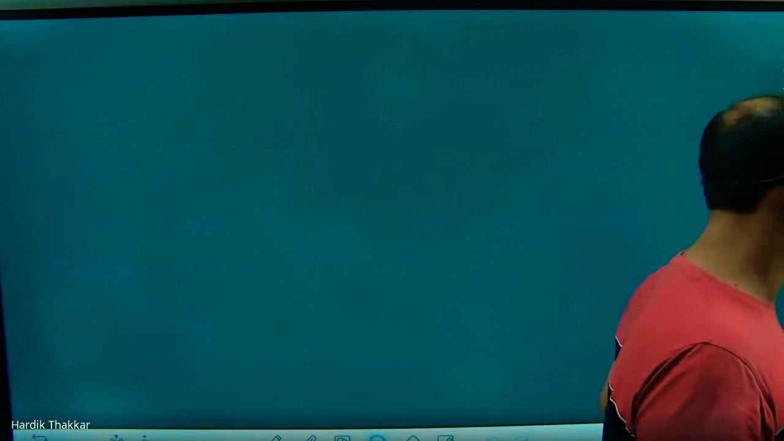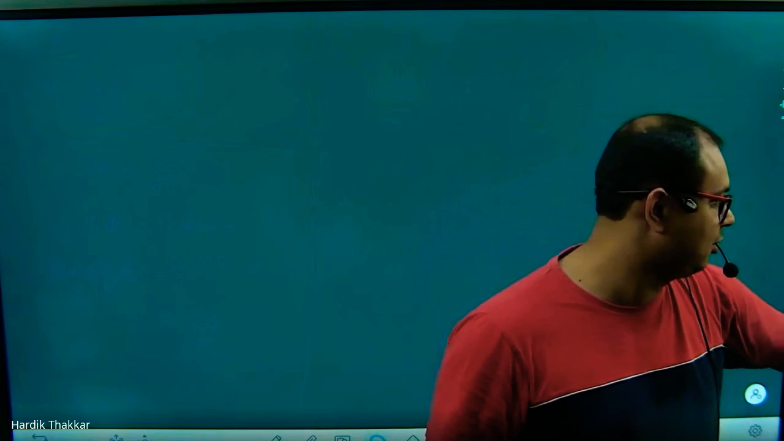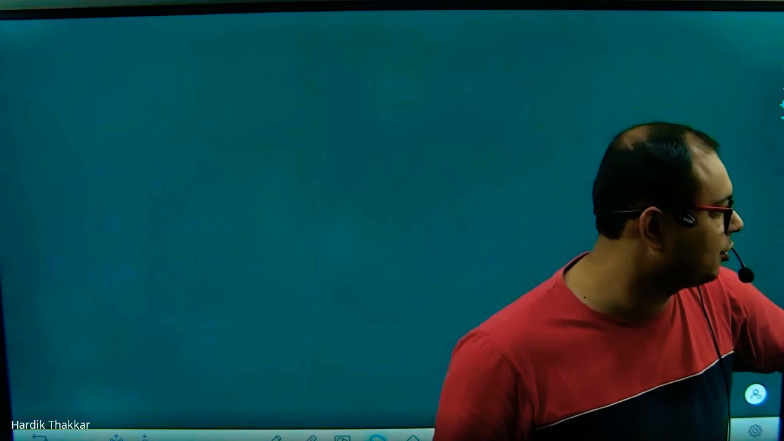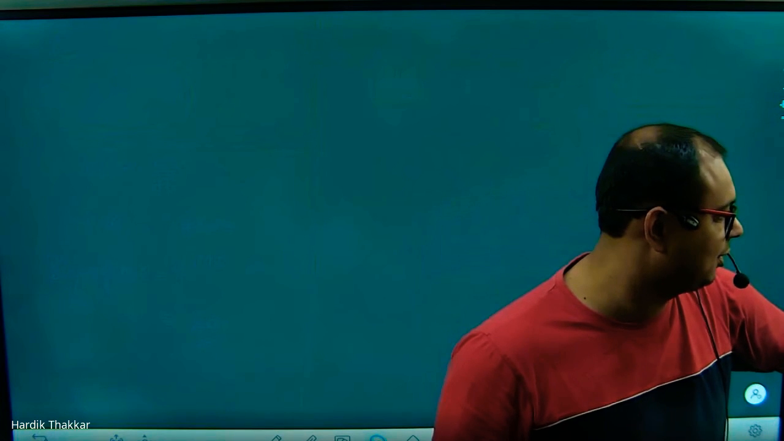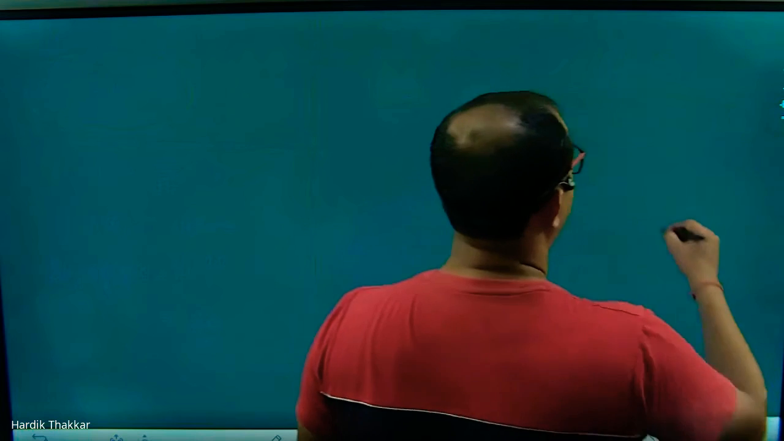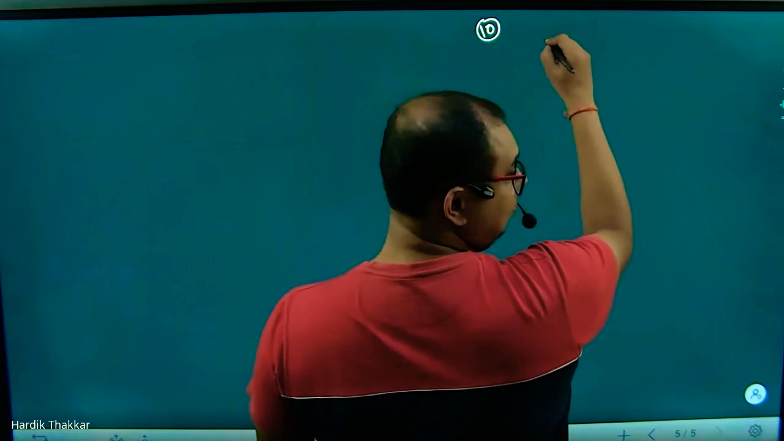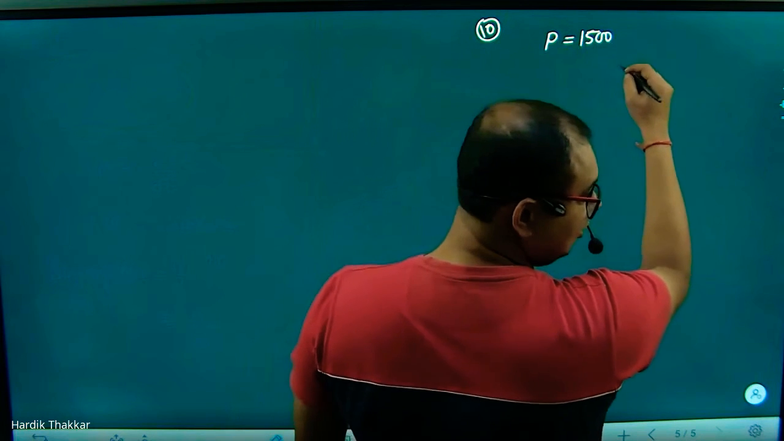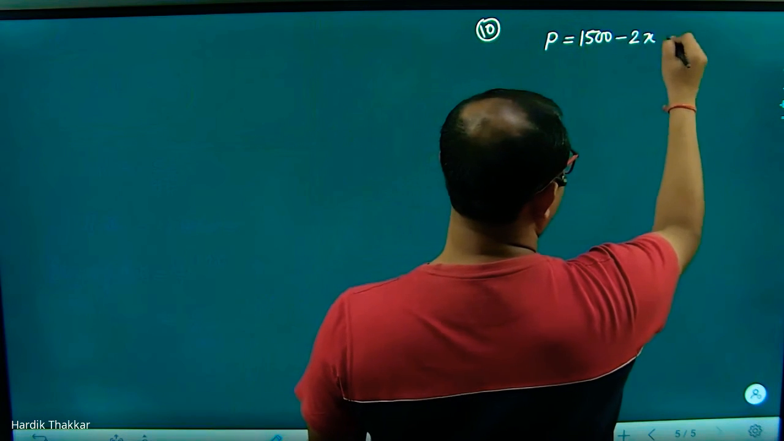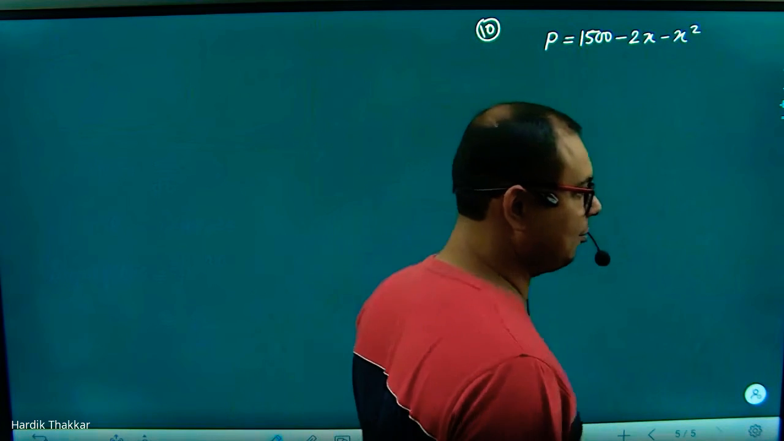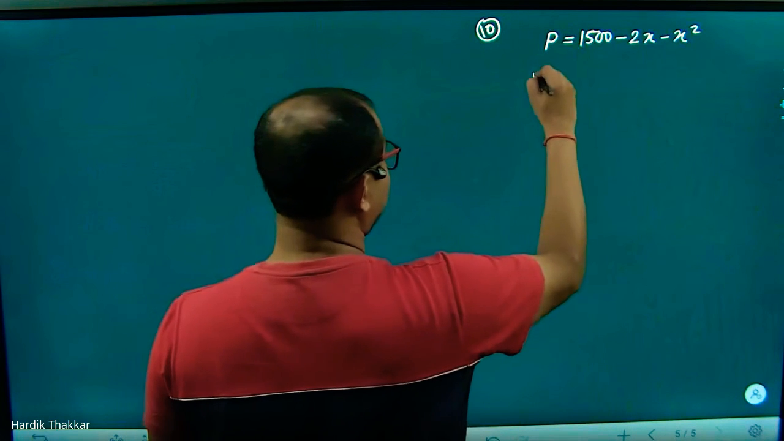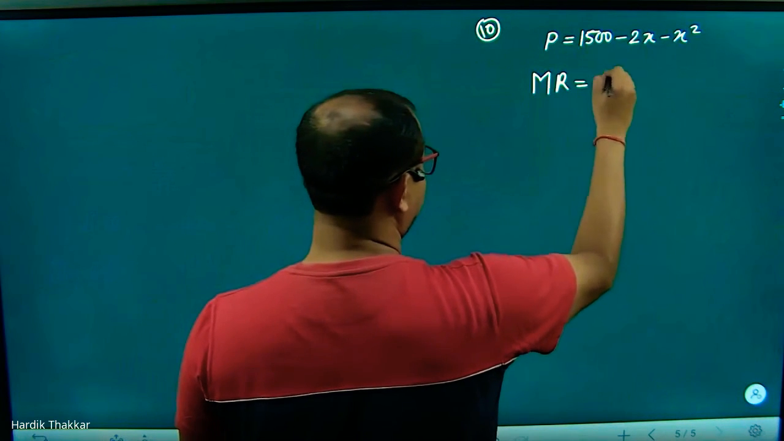question number 10. Okay, now the demand function is given. So read question number 10 carefully. What is given? The demand function of a monopolist is given by P is equal to 1500 minus 2x minus x square. So this one is the demand function. Find the marginal revenue. You have to find the marginal revenue. MR is equal to question mark.